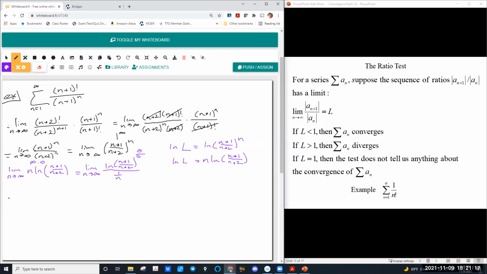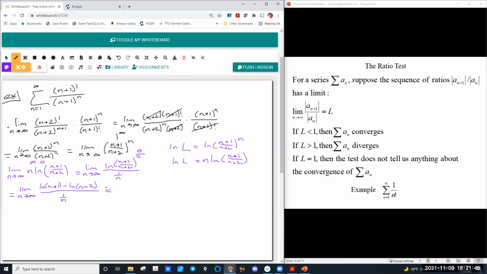I can use L'Hopital's rule. But I'm going to make one more step before I do use it, and that is I'm going to rewrite the numerator using a property of logs. Not that we have to, but it'll make the derivative a little bit easier. Property of logs says I can rewrite that numerator as ln of n plus 1 minus ln of n plus 2, all over 1 over n.